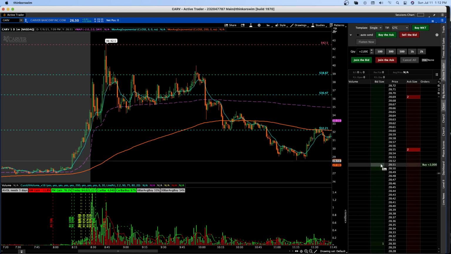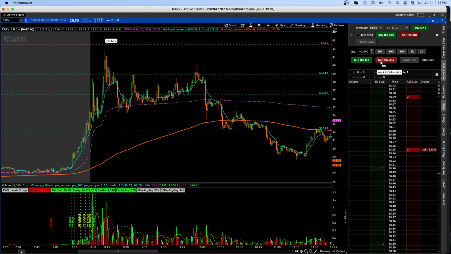So if you're pretty darn sure that the price is going to go up, and maybe you're only a penny or 2 pennies above where the bid is, then yeah, you can go ahead and buy the ask, sure. Just keep in mind that it's typically going to be a higher price than when you're joining the bid. Same thing with sell the ask.